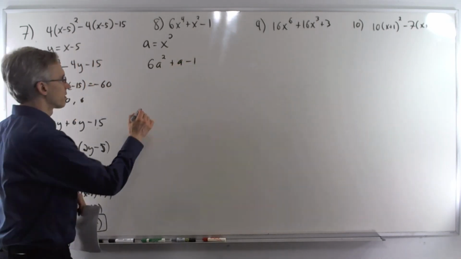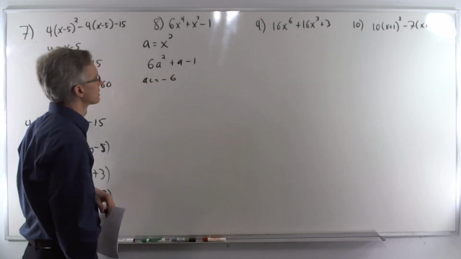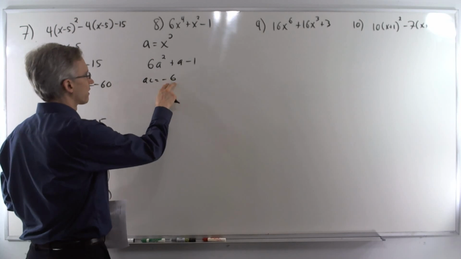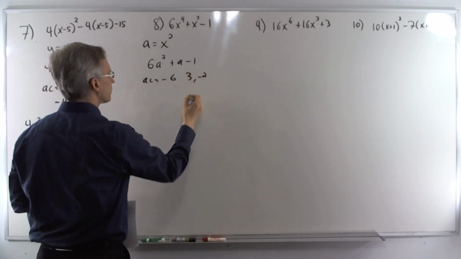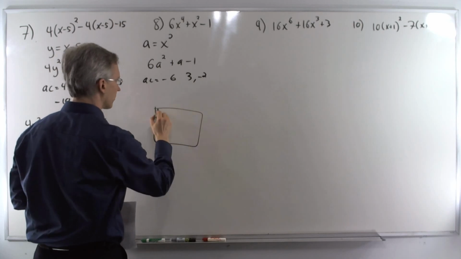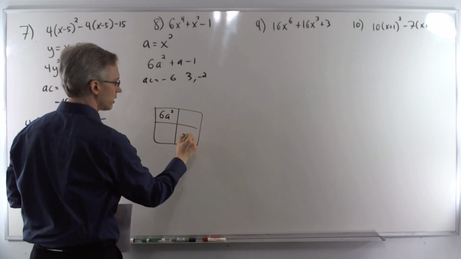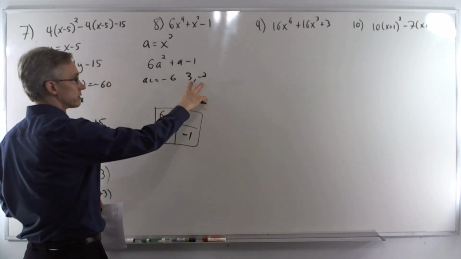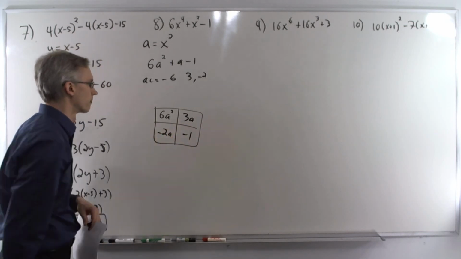All right, AC method. AC is negative 6. So we need two numbers that multiply to get negative 6, add to get 1. So that's going to be 3 and negative 2. All right, I'm going to go ahead and do the box method this time. 6a squared goes here, negative 1 goes here, and then we'll take our two values, plug them in here. So we got negative 2a and 3a.